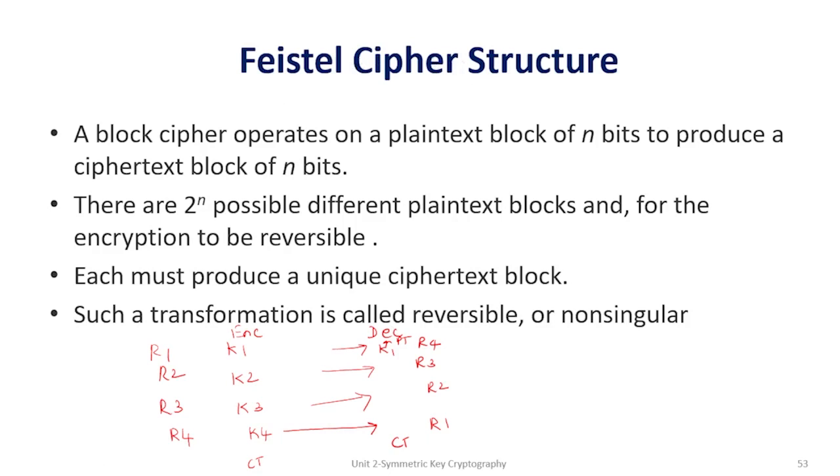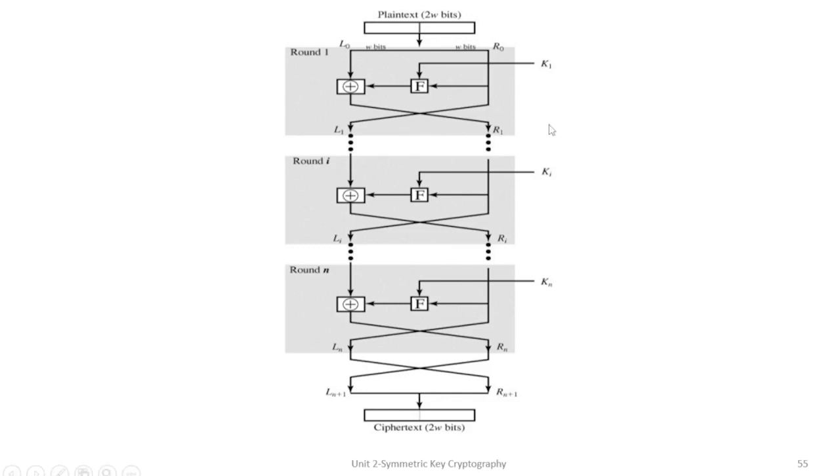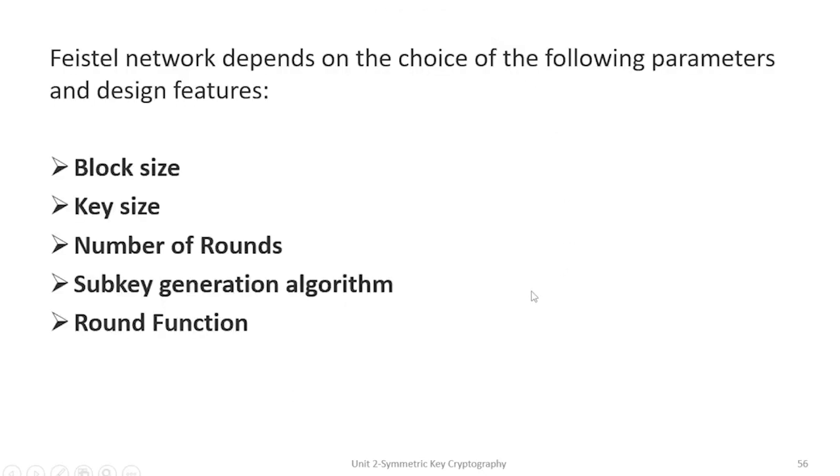So K1, K2, K3 are subkeys. These are unique keys, and these keys will be generated from a common key K. From this common key K, we can calculate 4 different subkeys. The values of these 4 different subkeys vary, but these 4 values will be derived from a common key K. So this is the Feistel structure notation, and this is an example of Feistel structure.